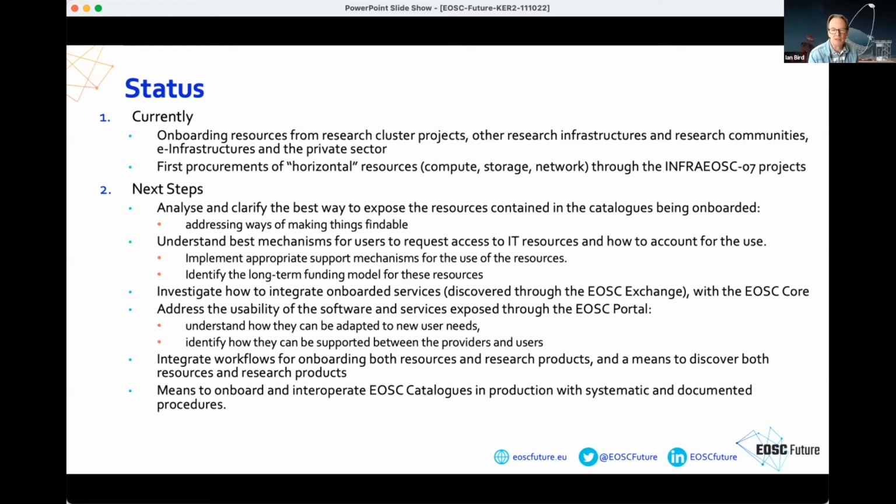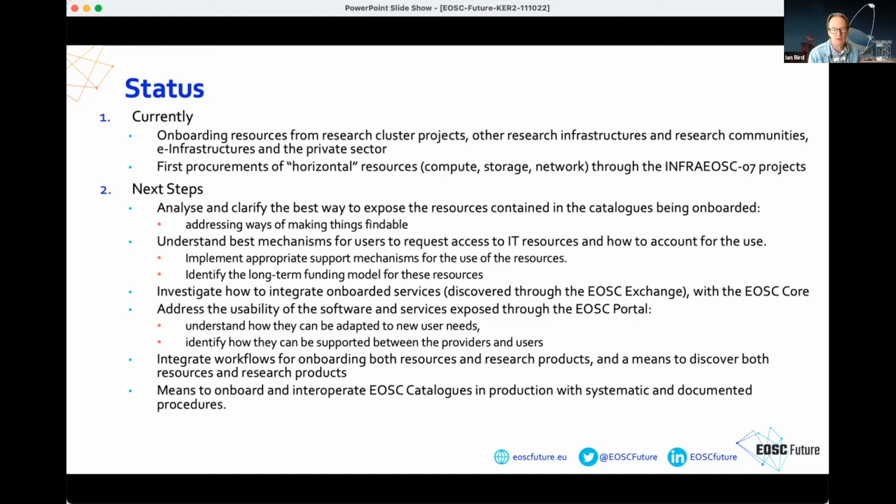I think today, if you look at the EOSC catalog, it's not so obvious how you find what you need. We need to understand the best mechanisms for users to request access to resources and how to account for the use of those. I think we have to implement appropriate mechanisms for support for the use of those resources. And we really need to understand what the long-term funding model for this kind of service will be, because I think people will shy away from it unless they understand how this is going to operate in the long term. And then I think it's not just up to the EOSC Future project. I think this is input we need from the Commission and from other places.